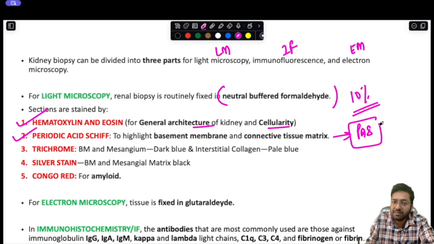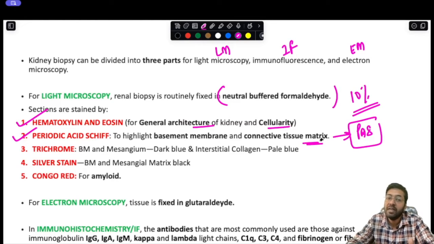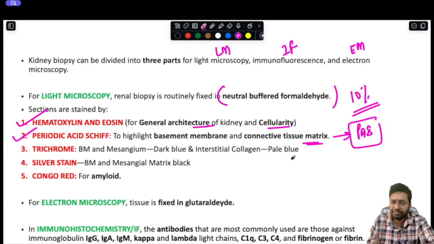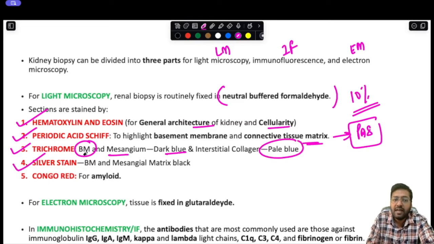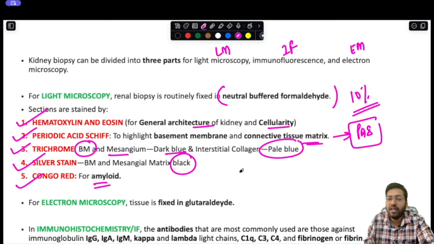so as to highlight the basement membrane and connective tissue matrix, to evaluate whether there is basement membrane thickening, whether there is connective tissue matrix deposition or not, or any kind of hyalinization. So we are doing the PAS. Another stain done is the trichrome stain, which stains the basement membrane and the mesangium dark blue and the interstitial collagen pale blue. Silver stain is again done, where the basement membrane and the mesangial matrix are stained black, and Congo red is done for detection of amyloid.